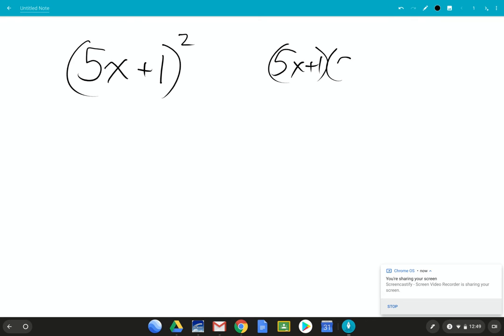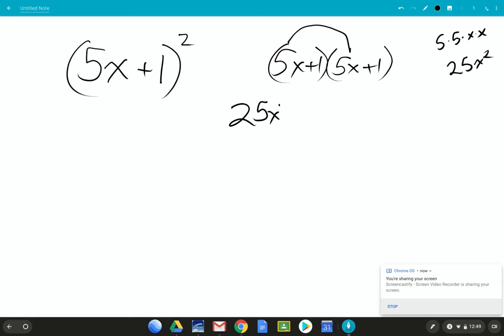Just real quick, at the end of the last one we ran out of time, but let's say you had something like 5x plus 1 squared. Well, that would be 5x plus 1 times 5x plus 1. And 5x times 5x, we could do a little mini game over here. It's 5 times 5 times x times x. That's 25x squared.